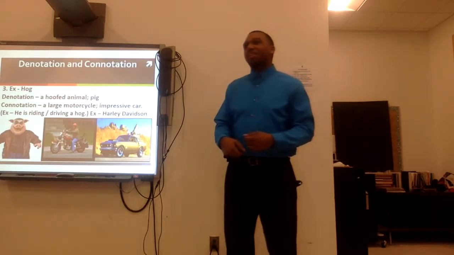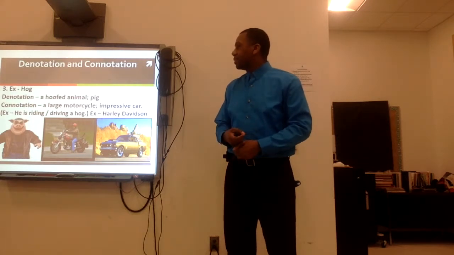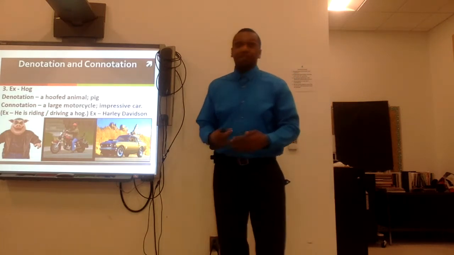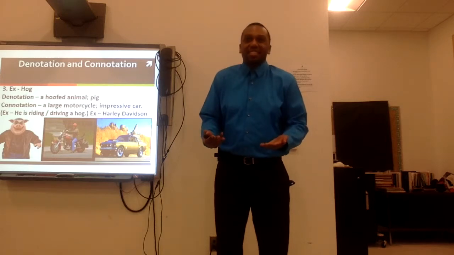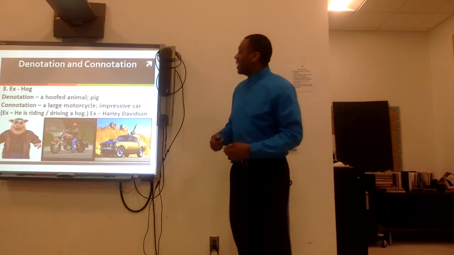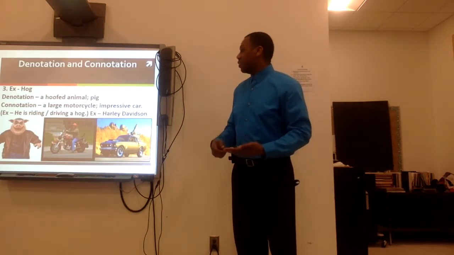Hog. Aaron, read the denotation, and Destiny, read the connotation. Denotation: a hoofed animal, or pig. Connotation: a large motorcycle, impressive car. Example, he is riding a hog. Example, Harley Davidson. Okay, so if I looked up the definition of hog in the dictionary, it would simply say pig, basically. Oink oink, bacon, you know. All right? But in our everyday conversation with one another, it is literally a motorcycle or a muscle car.